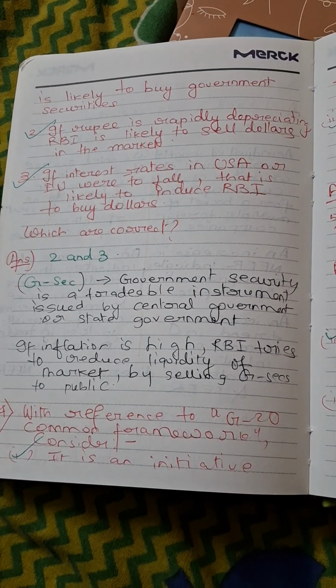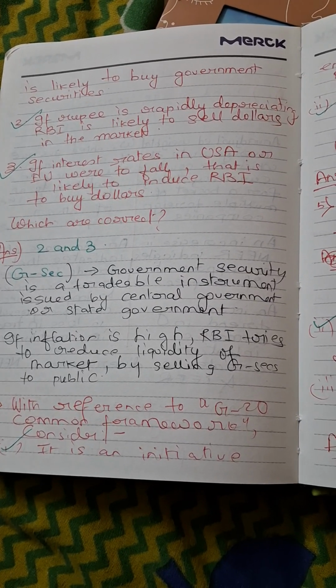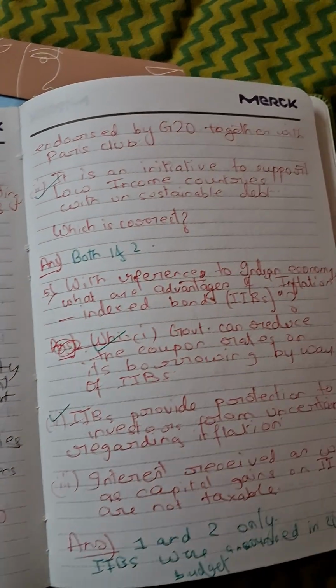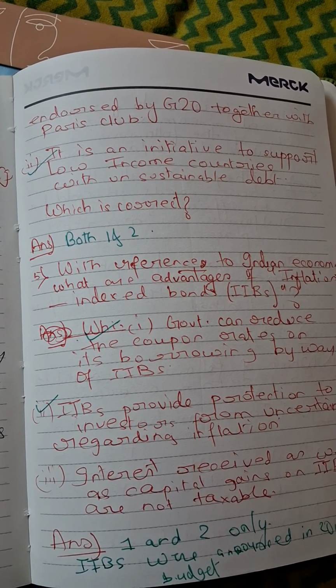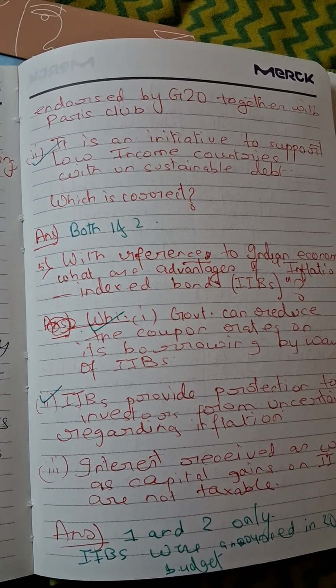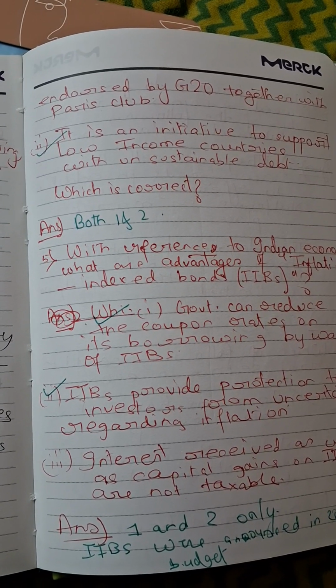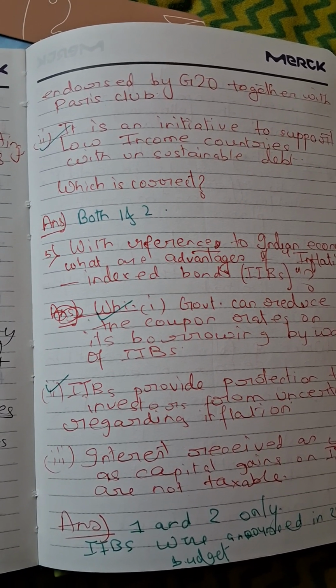With reference to G20 Common Framework, consider the following statements. It is an initiative endorsed by G20 together with Paris Club. It is an initiative to support low-income countries with an unsustainable debt. Which of the options is correct? Both 1 and 2 options are correct.